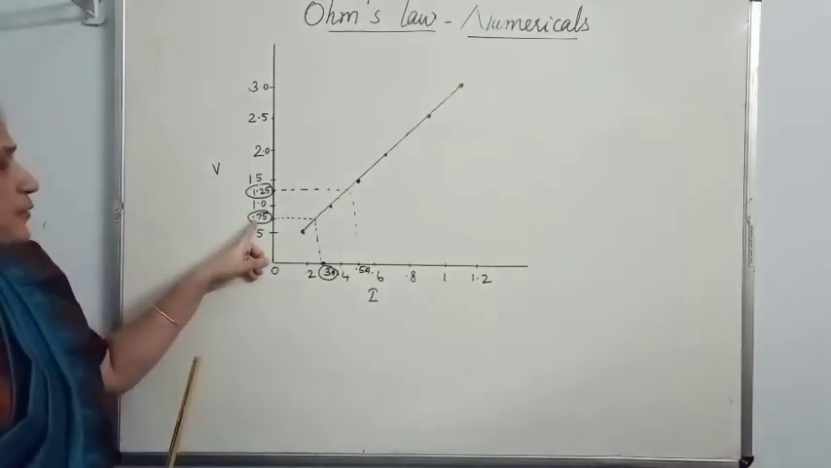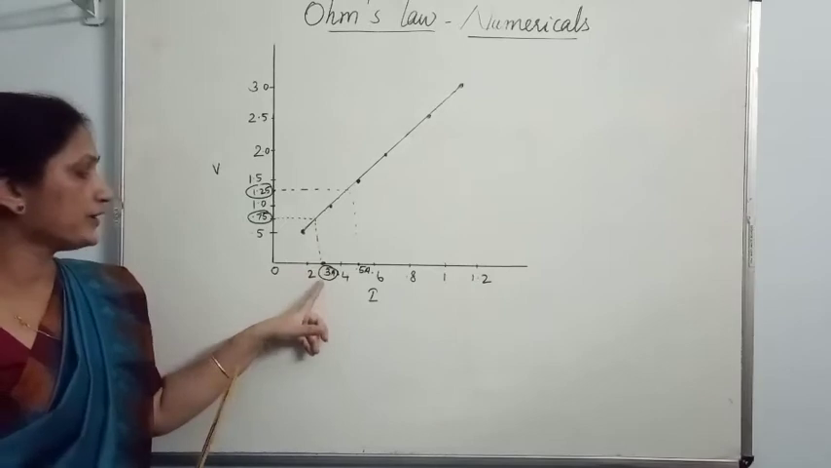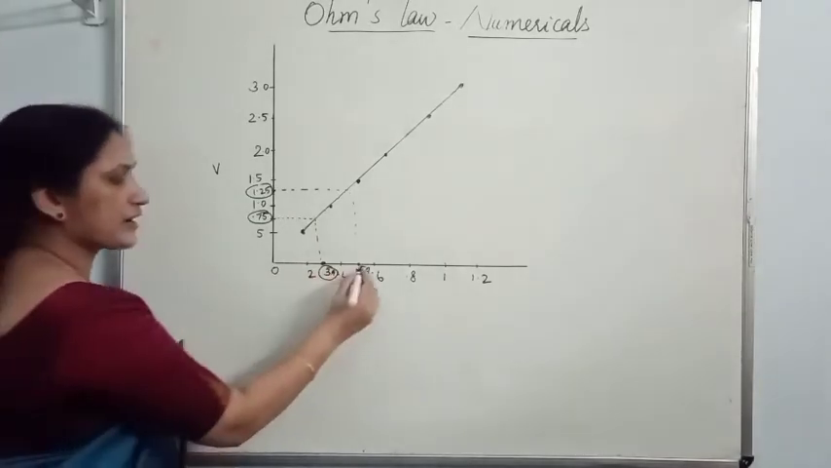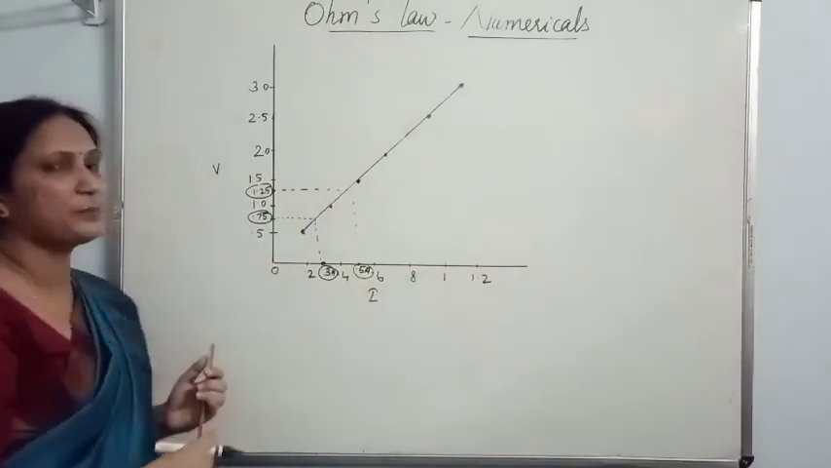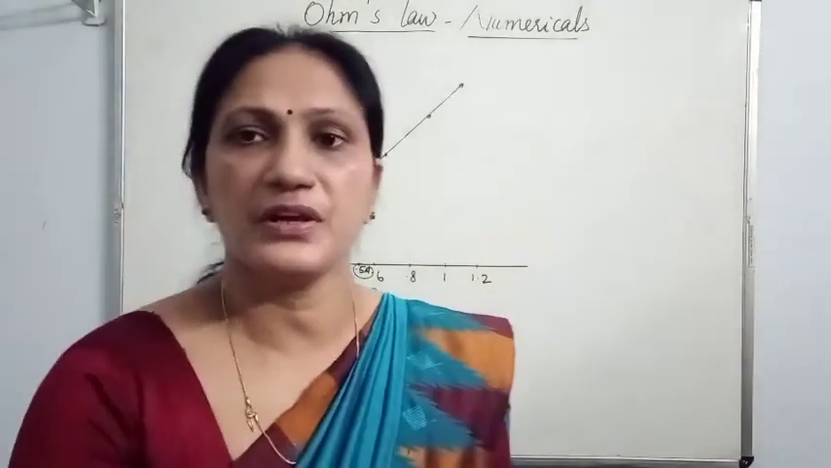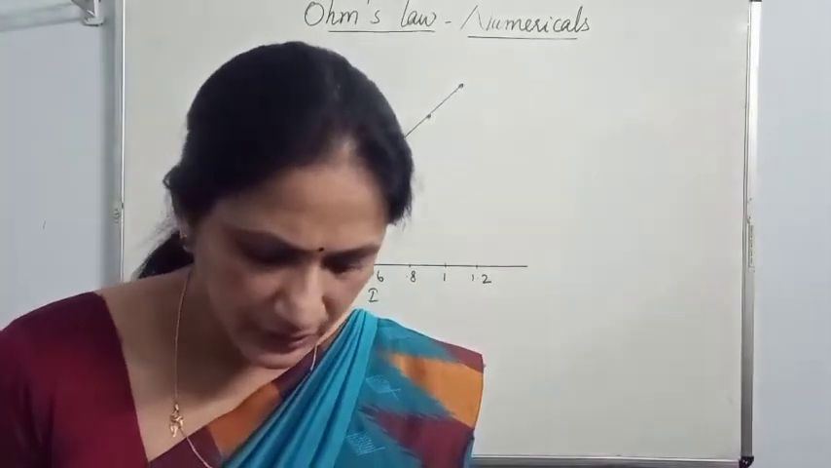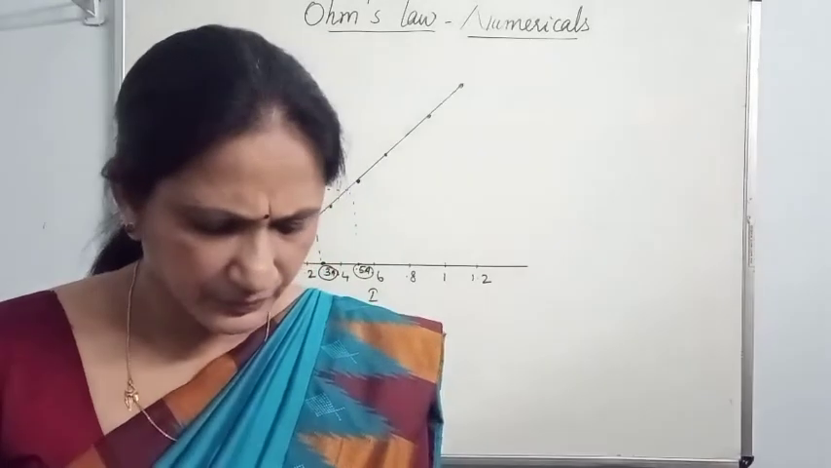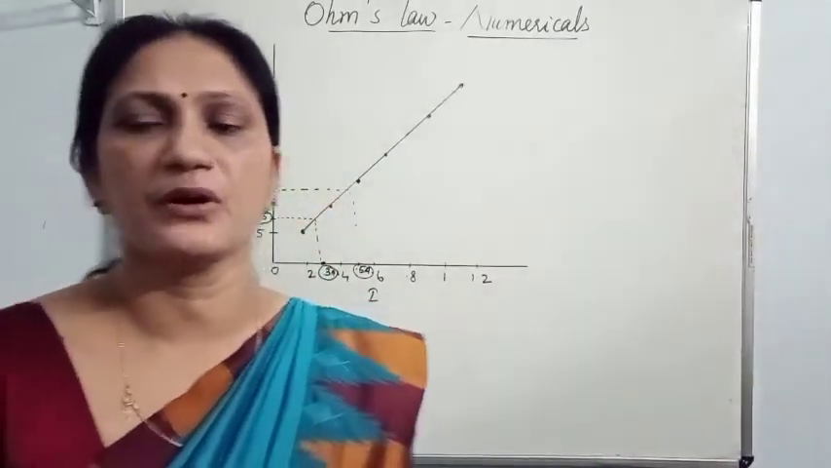So when V is 0.75 volt, corresponding I is 0.3 ampere, and when I is 0.5 ampere, corresponding V value is 1.25 volt. Like this you can find out V values and I values for corresponding values. So these are some numericals from the topic Ohm's law.